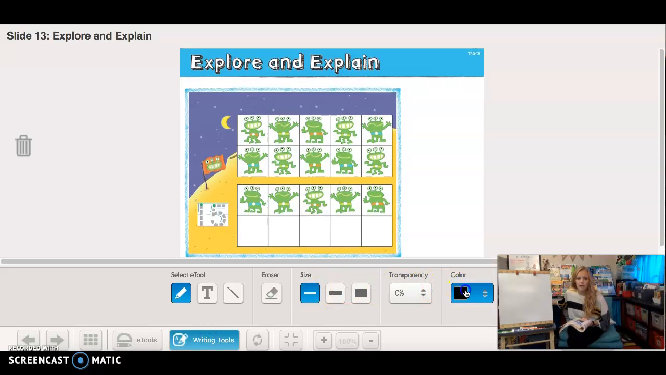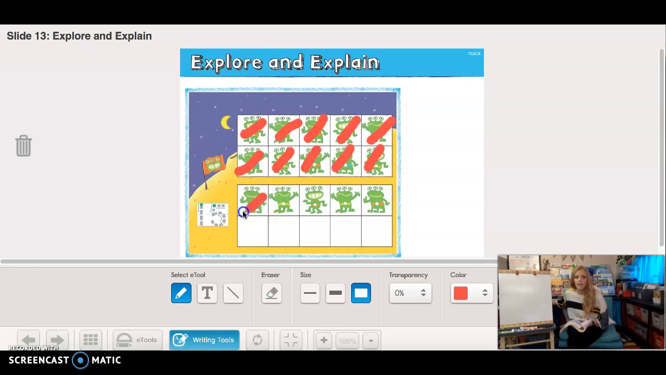So I'm going to cross out, or you could draw circles over them, whichever you choose. But I'm going to do that while I count all of these aliens. All right, so count with me. 1, 2, 3, 4, 5, 6, 7, 8, 9, 10, 11, 12, 13, 14, 15. So the number of aliens we have right there is 15.